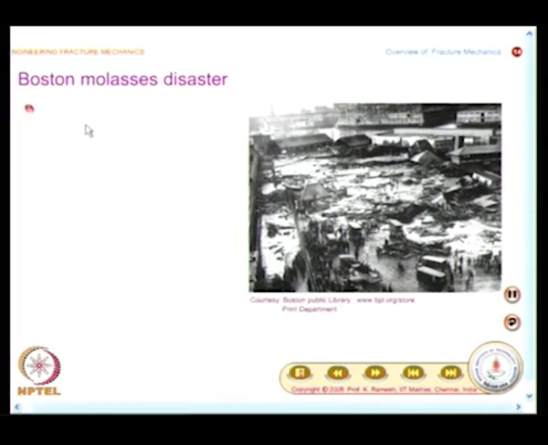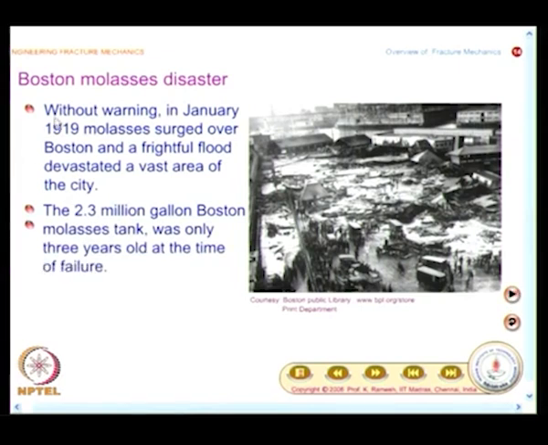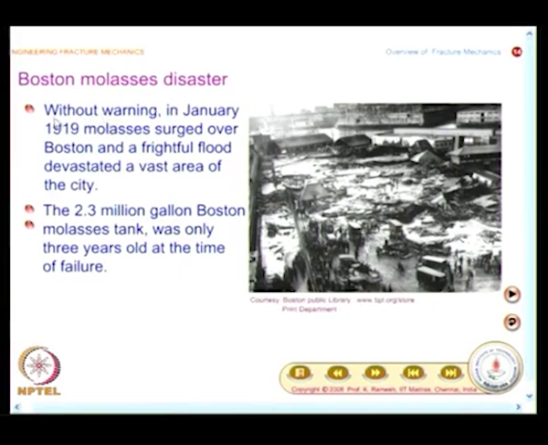We will look at what happened in the Boston molasses failure. What happened was, without warning, and that is a key aspect. You have seen a tension test: you take a mild steel specimen or a ductile specimen and pull it, and you always notice a cushioning; it goes through extensive plastic deformation before it fails. So, you naturally conclude that when you make a structure out of a ductile material, it would give you some kind of warning before it fails. What happened in the case of the molasses disaster? Without warning, in January 1919, molasses surged over Boston and a frightful flood devastated a vast area of the city.